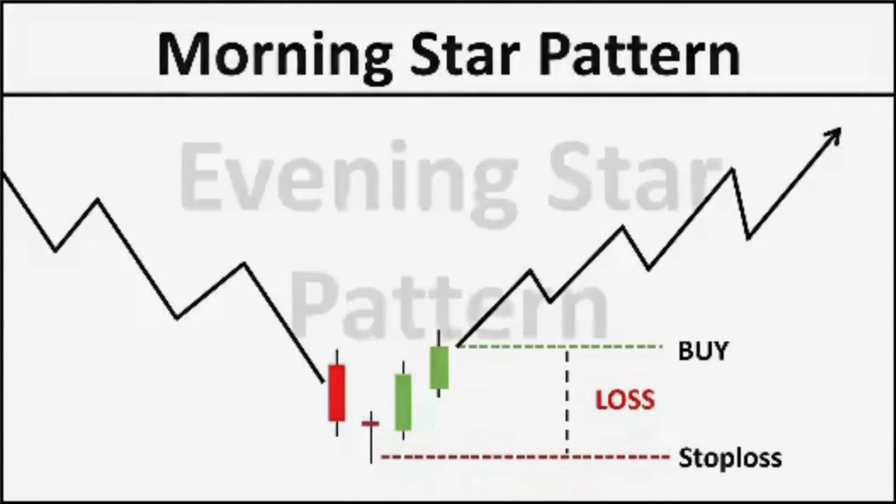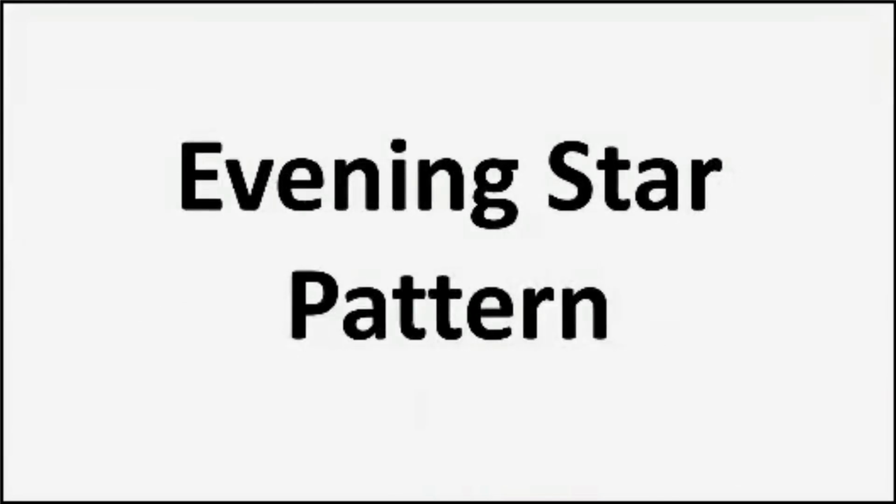Okay, so the next pattern which we have is the evening star pattern. Now this pattern is also a three candlestick pattern which indicates a bearish reversal in the market. You see, in the case of the evening star pattern, you have a green bullish candle at first, which shows that the control over the market is bullish.